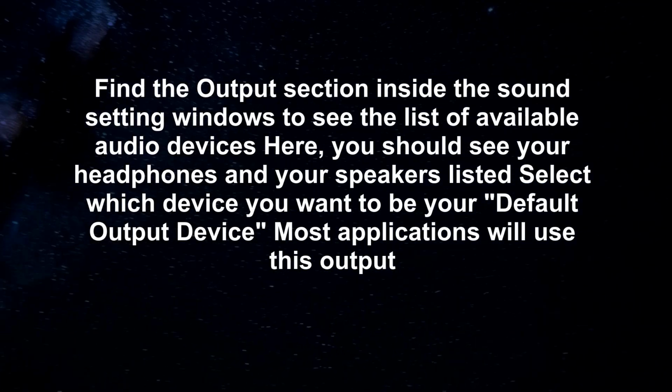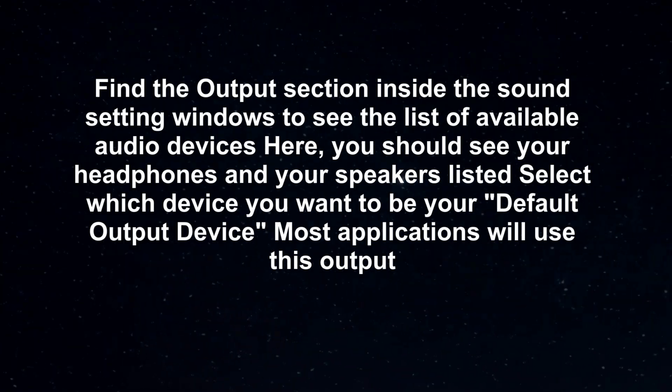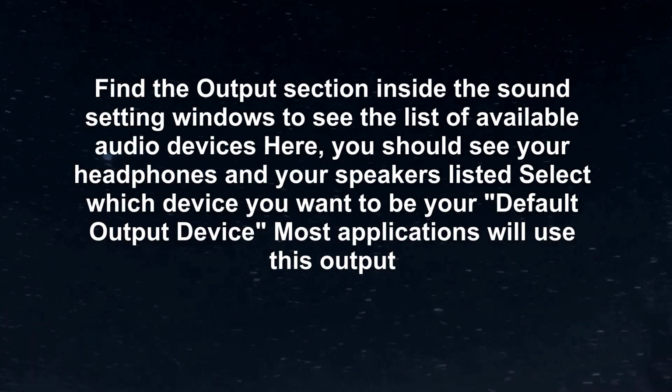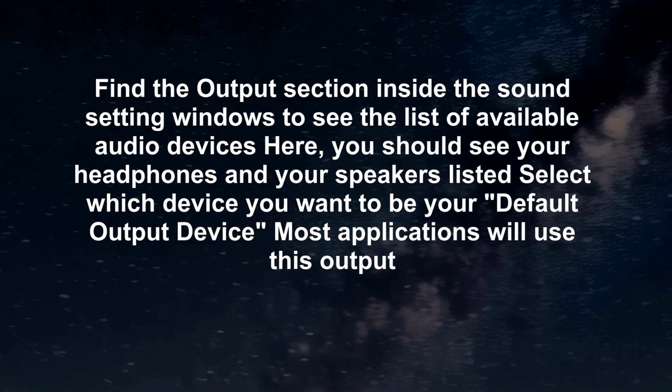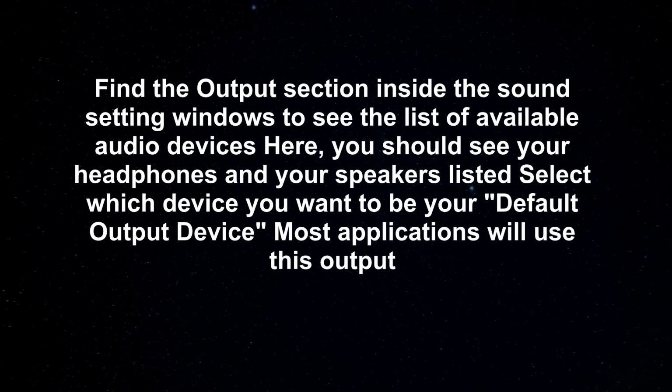Find the Output section inside the sound settings window to see the list of available audio devices here. You should see your headphones and your speakers listed. Select which device you want to be your default output device. Most applications will use this output.